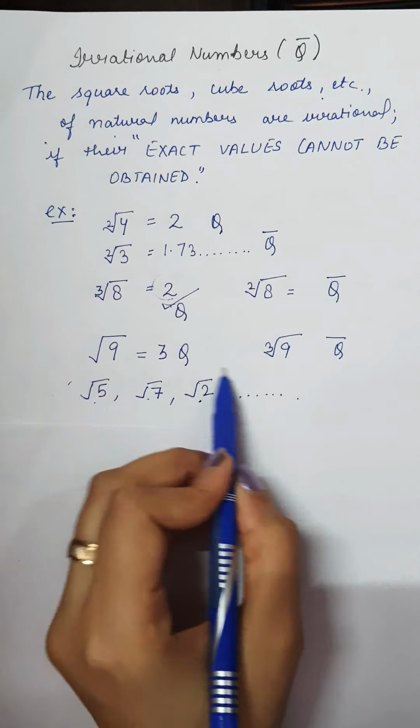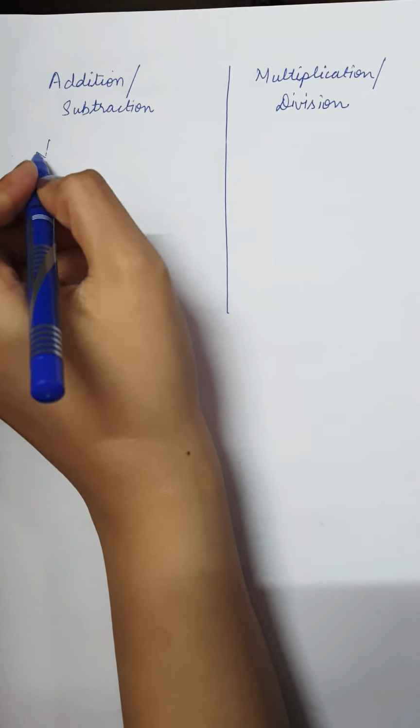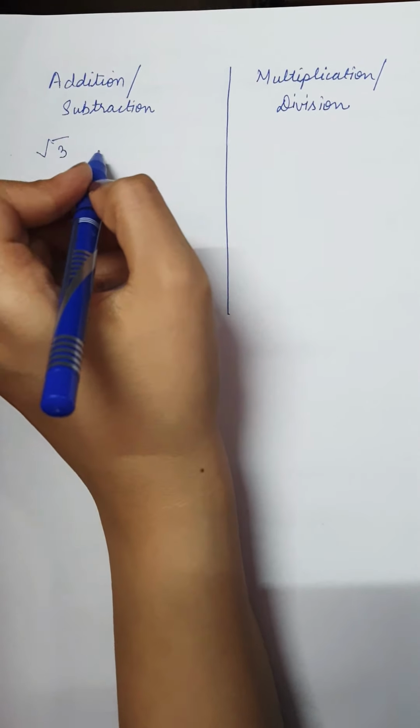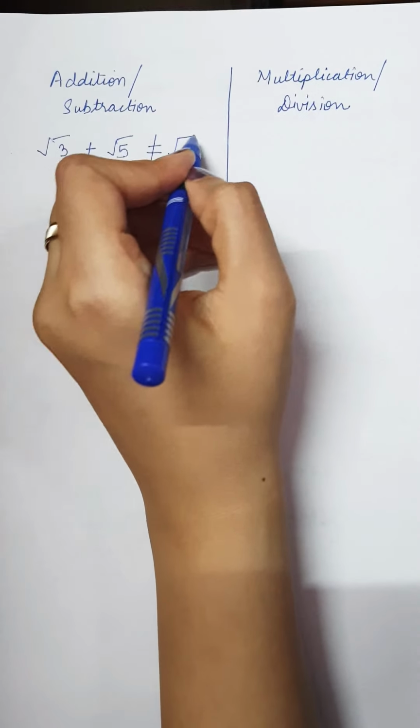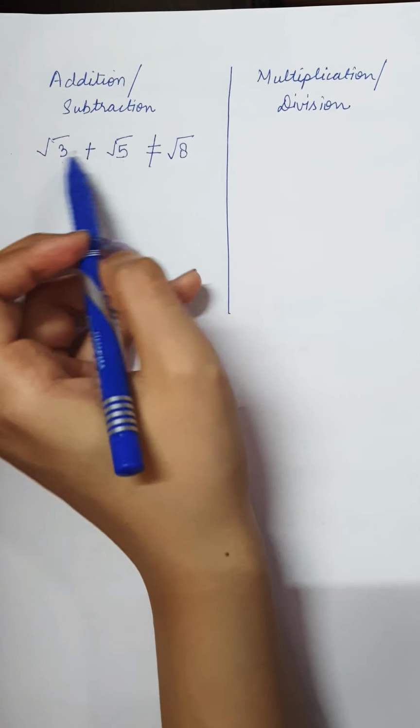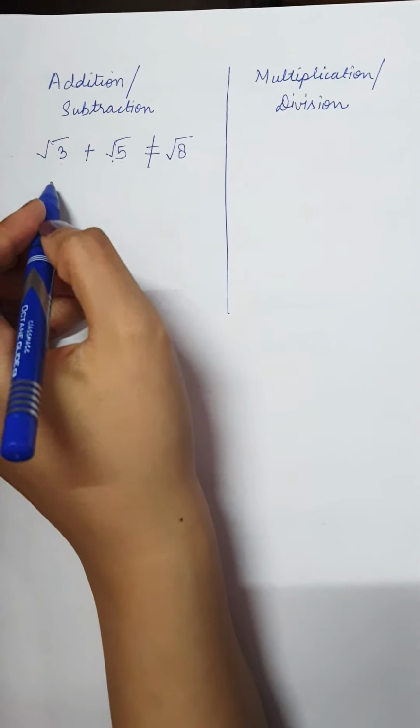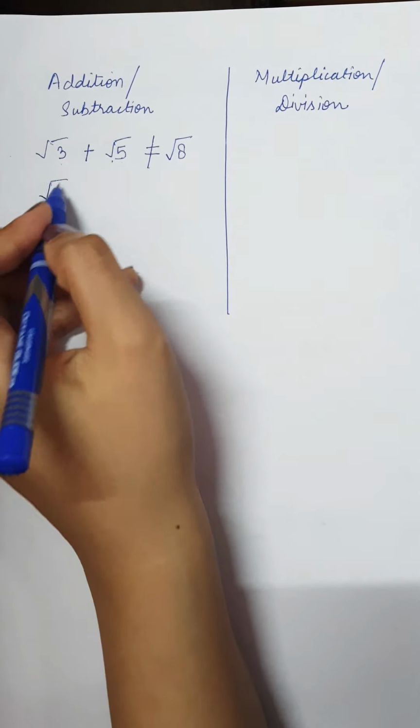Now the rules of irrational numbers, or the rules of roots, you can say, are different in case of addition and subtraction and multiplication and division. Now let's see how. Suppose I write under root 3 and under root 5 addition. In addition I cannot write them as root 8. This is going to be wrong if I add them both. Same way if I subtract, this is never going to be under root 3.